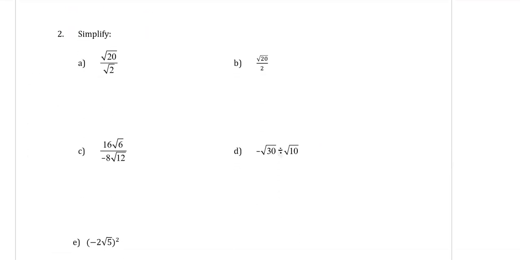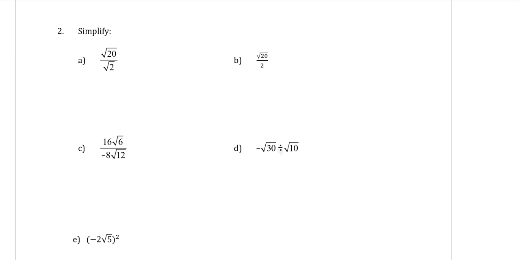On to the next page, question 2. We are dividing surds. Remember that fractions mean divide. So if I have a surd over another surd, I can change that into one big square root sign with the fraction underneath, 20 over 2. And then I can divide those numbers. 20 divided by 2 is 10, so it just makes square root of 10.